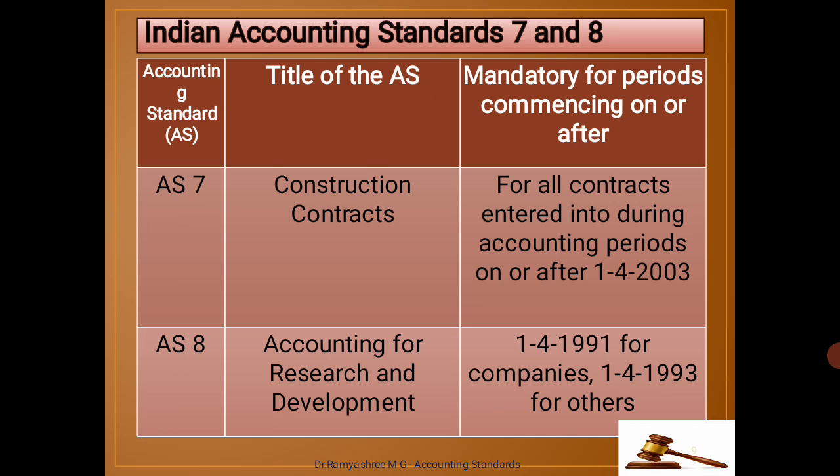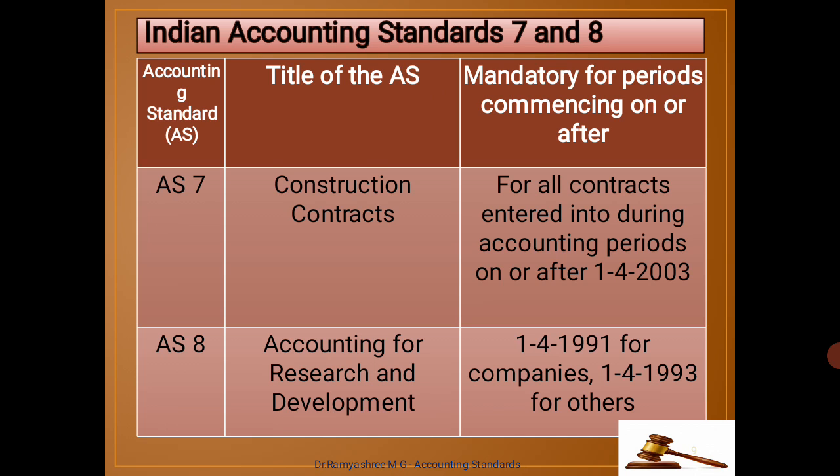Accounting Standard 7 deals with accounting for construction contracts. This accounting standard has become mandatory with effect from accounting period beginning on or after April 1st, 1991 to companies and certain other specified enterprises and is now applicable to all the enterprises with effect from the accounting periods commencing on or after April 1st, 2003.